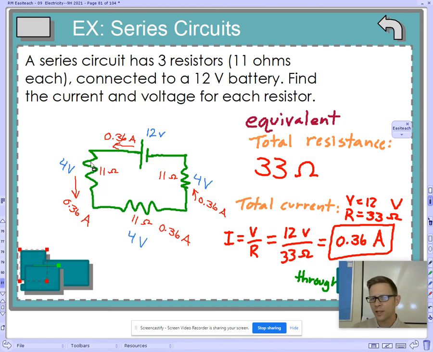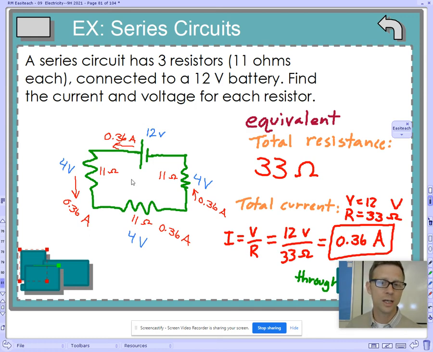But if you did want to figure out, let's say instead of 11, 11, 11, it was 20 and 30 and 11, then what you would do is you'd have a new total resistance. You would figure out a new current, and then we could use Ohm's law individually for each resistor. So we used Ohm's law for the whole circuit. You're also allowed to use it individually for each resistor.